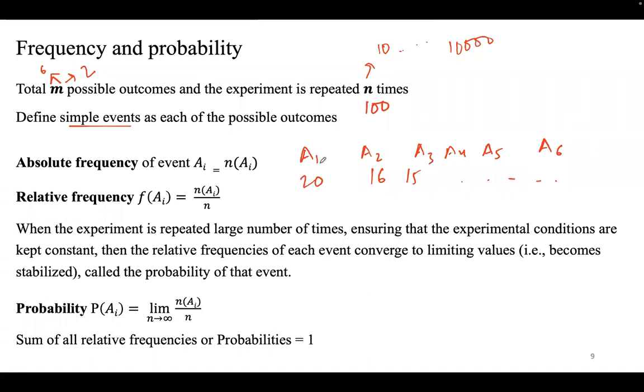So A1 will have some limiting value, A2 will have a limiting value, and so on and so forth until A6. The relative frequency of each of these. Now, A1 and A2 can also have the same relative frequency. That is something that's specific to the kind of device you're using.